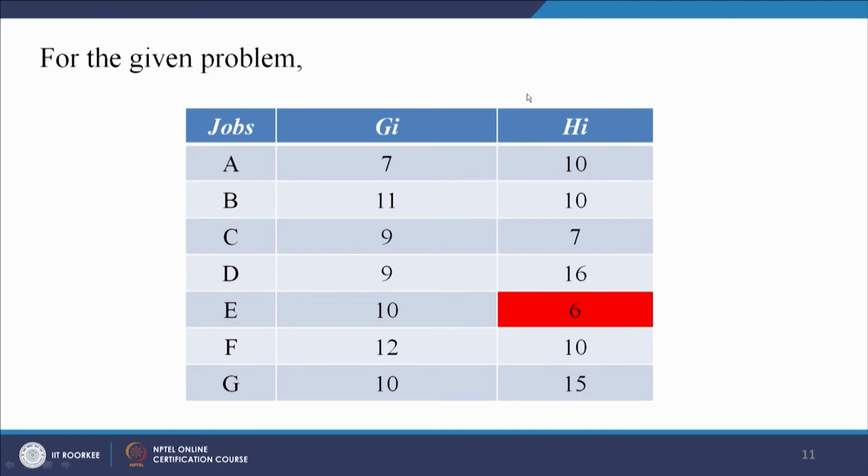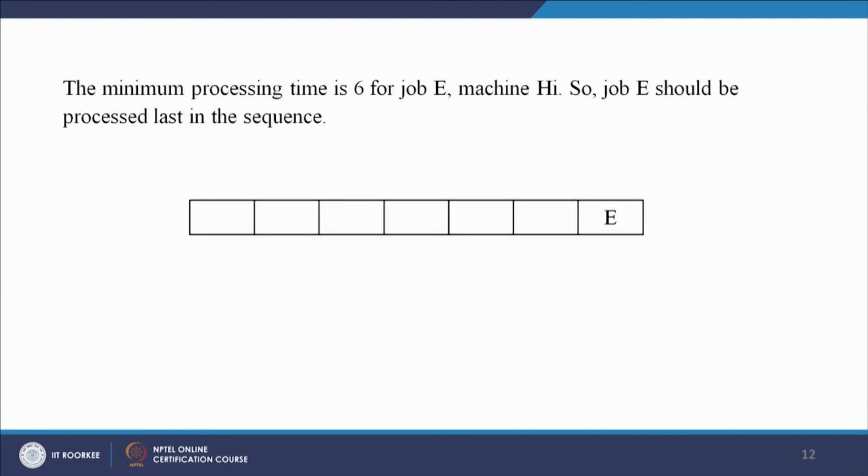Now this is a simple problem. Here we can see we have 7 jobs, processing times on machine G and processing times on machine H. Now let us see what is the minimum value here as per Johnson's algorithm. Minimum value is 6 here, but that is in the second column, that is for machine H. So we will schedule it towards the end and we will strike off this job E. So first we will strike off this job and we will schedule it at the end.